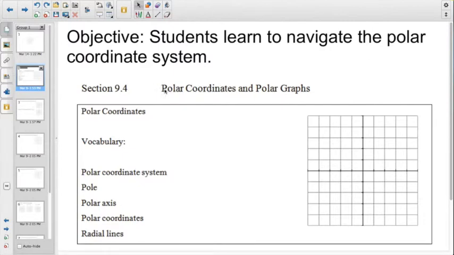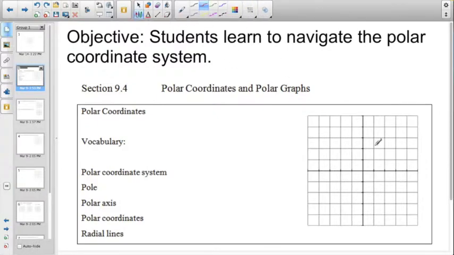Up until this point in this chapter, we've talked about the Cartesian coordinate system, or the XY coordinate system. It's a coordinate system that you're really familiar with. This is the x-axis, this is the y-axis. And sometimes it's more convenient, especially with conic sections, to express them in terms of the polar coordinate system. So this section is going to be concentrating on converting from rectangular to polar and vice versa.